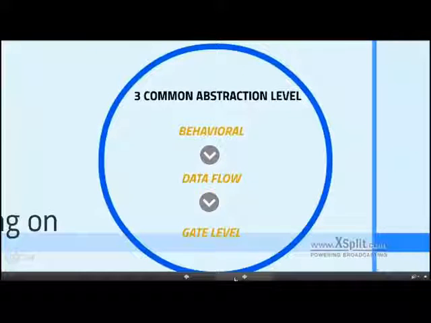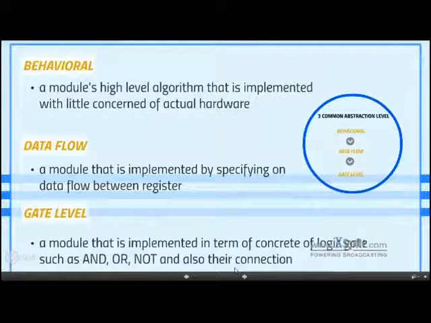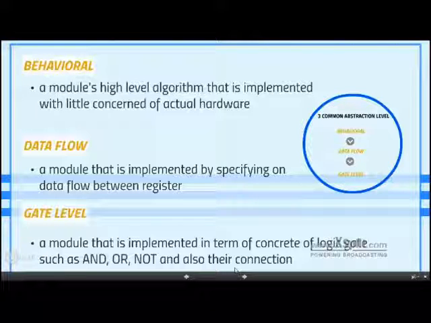Next we are going to talk about the three common abstraction levels in HDL. There are three common levels in doing HDL as a programmer, which are behavioral, data flow, and gate level. Behavioral is a module with a high-level algorithm that is implemented with little concern for actual hardware. Data flow is a module that is implemented by specifying the data flow between registers. And gate level is a module that is implemented in terms of logic gates such as AND, OR, NOT, and also their connections. The flow starts from behavioral, down to data flow, and then to gate level.